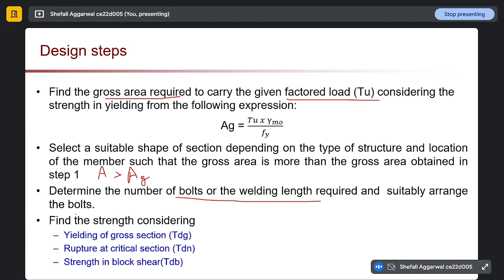After calculating loads and everything, we will calculate different strengths. First is TDG, yielding of cross section, rupture at critical section, strength in block shear. We will calculate all these three strengths, and the minimum of these three will give us the design tensile strength. Right?